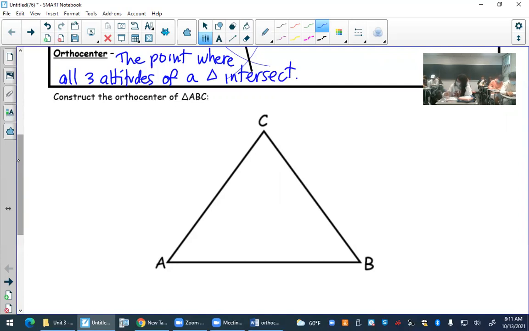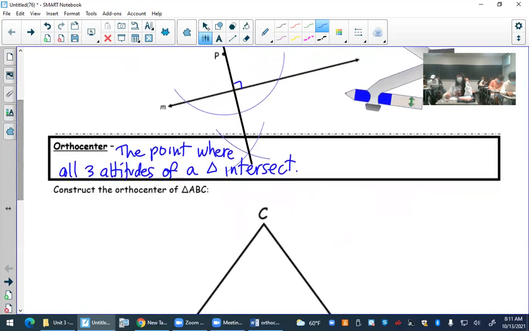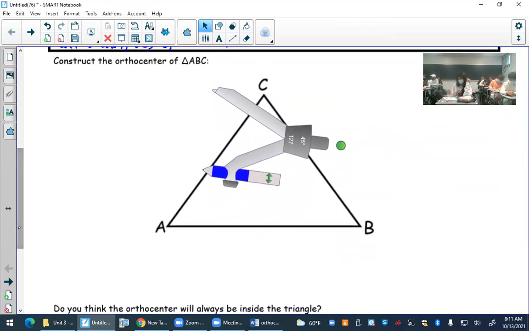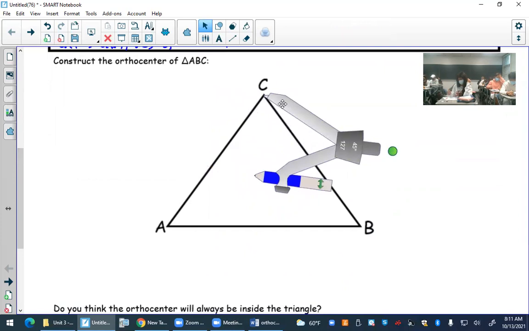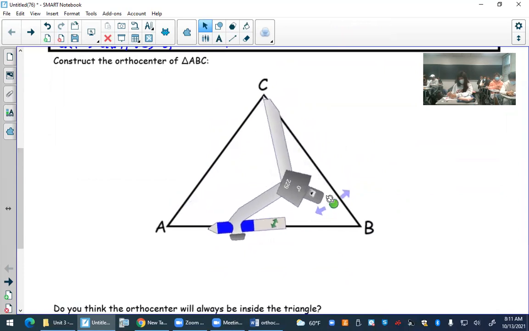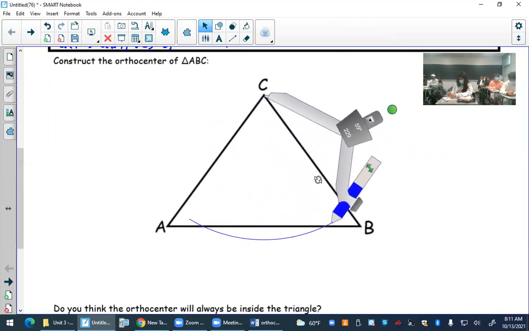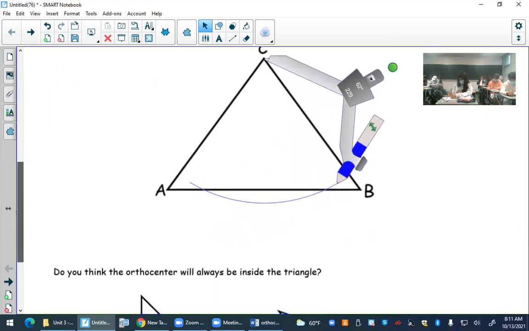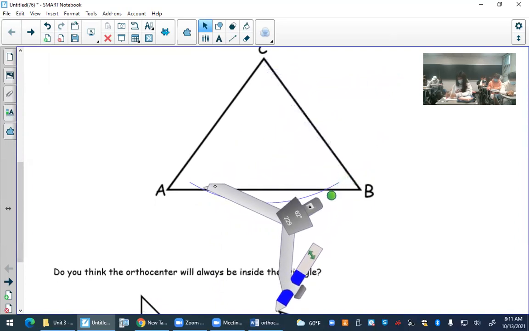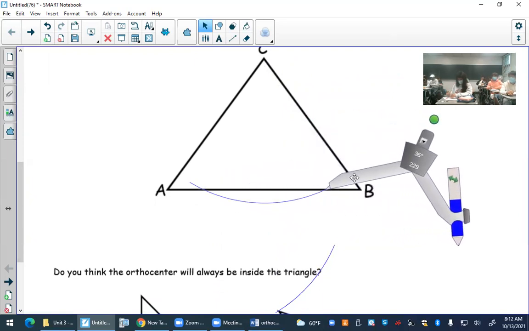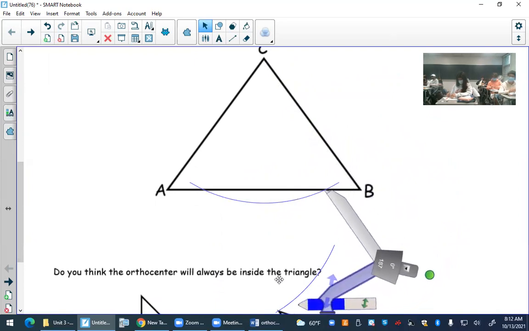So I'm going to do, can I get the compass from here? I'm going to do it to BA, the altitude from C to BA. So I draw the arc. And then I go from here. I draw an arc. And then I go from here. I draw an arc.